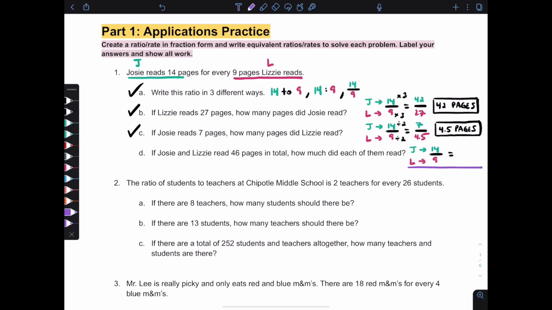So if we add and see what's the total, I'll write that word total. And the total, if Josie read 14 and Lizzie read 9, keep in mind that you can add those two numbers together, and that'll be 23. And they're saying, well, what if they read 46 pages in total? Well, how do we get from the total of 23 to the total of 46? We have to multiply it by 2. And if we multiply that by 2, we'll also multiply these values by 2. 14 times 2. So if they read double the pages total, Josie must read double the pages, and Lizzie must also read double the pages.